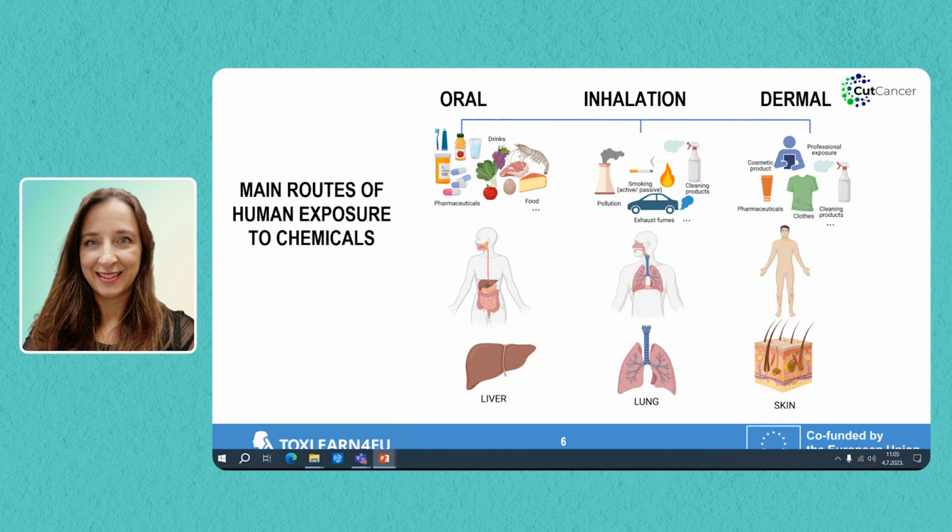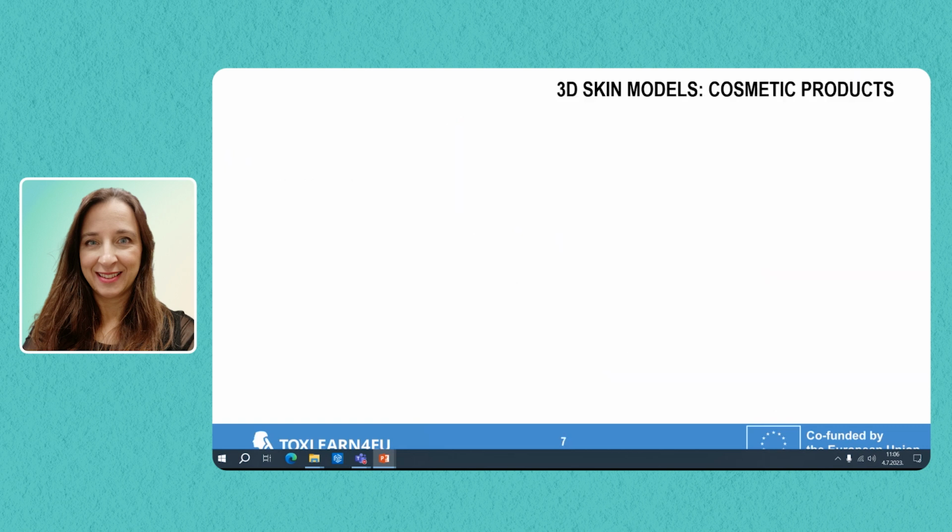And then the third main route of exposure is the dermal, where we can be exposed due to clothes we are wearing, some cleaning products, pharmaceuticals, and similar cosmetic products. And here the skin is the main target organ. So I will be today talking about this one, the models that can not replace, but mimic the liver. But before I do this, I will just touch a little bit on the other two models.